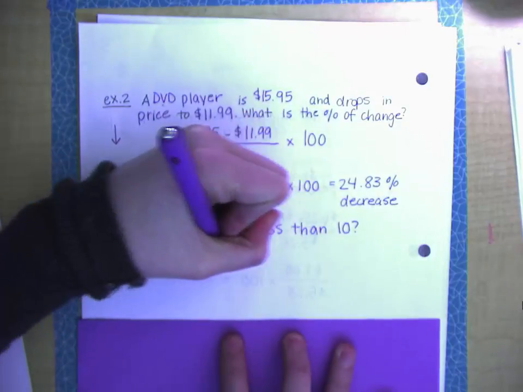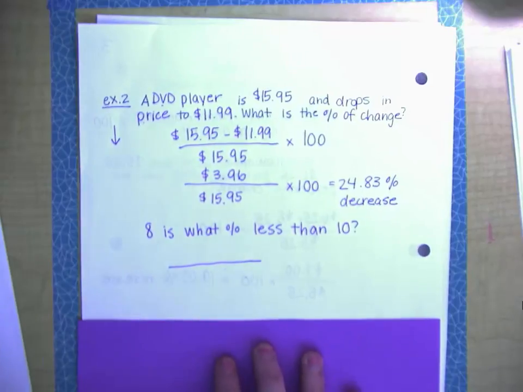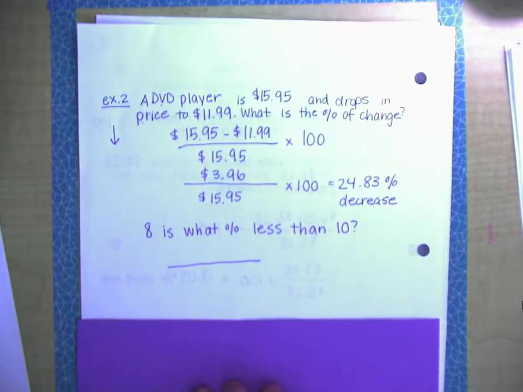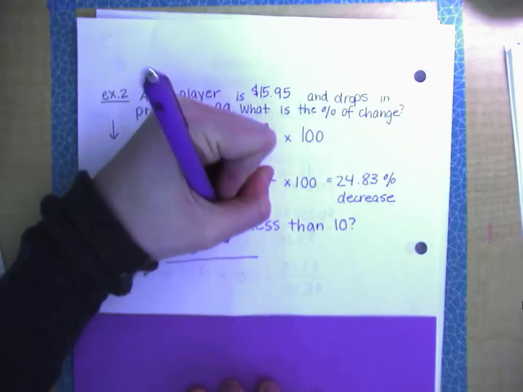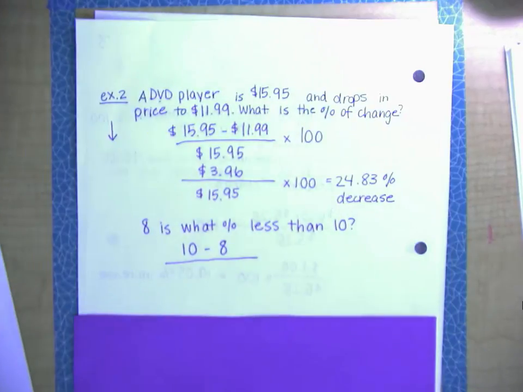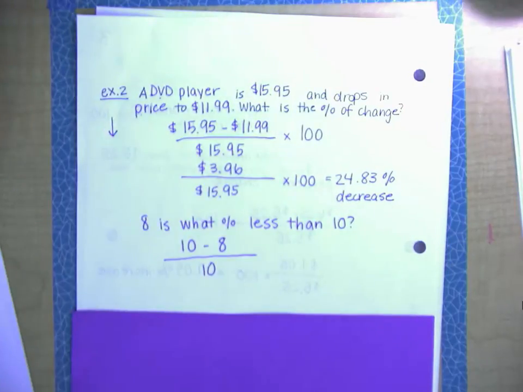All right, so this top part's pretty easy. We just do the larger number minus the smaller number. So I would write 10 minus 8. What's my original amount in this one? 10, because it's asking 8 is what percent less than 10. So we started with 10, and we're going to increase or decrease? Decrease. Down to 8. Okay, so our original amount was 10.